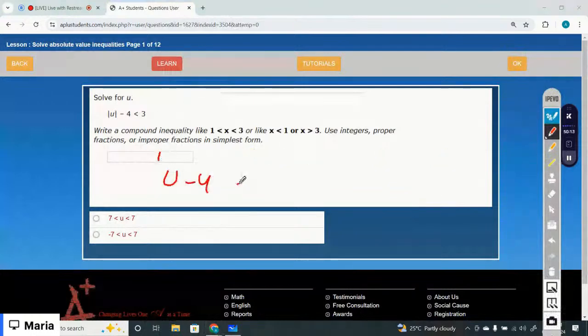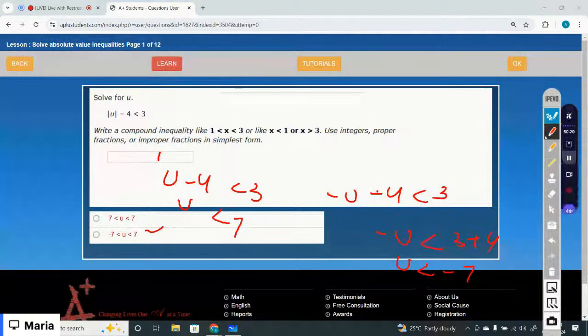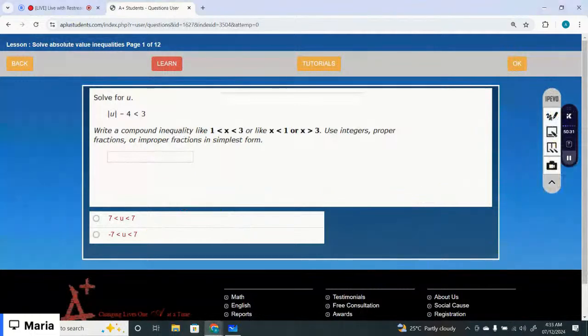u minus 4 is less than 3 and negative u minus 4 is less than 3. So that is u is less than 7 and negative u is 3 plus 4, that is u is greater than negative 7. So the correct option is negative 7 and 7. Option number 2 is the correct option. Got it?